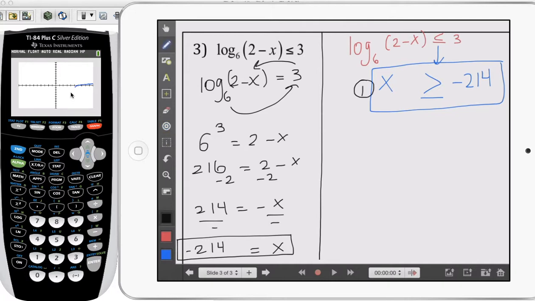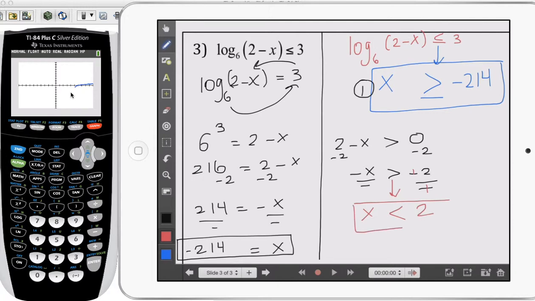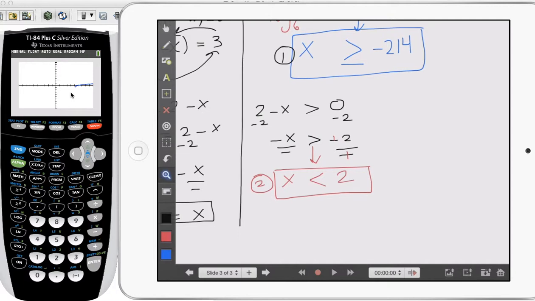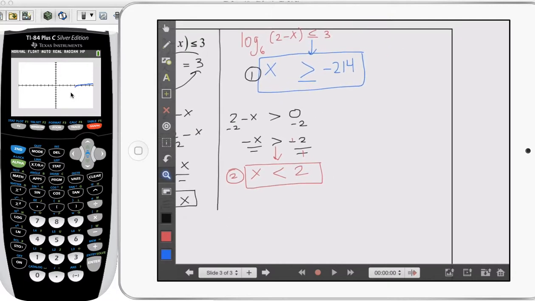My second solution, you have to take the argument and say that the argument should be greater than 0. You subtract 2 from both sides, so negative x is greater than negative 2. You divide by a negative number, and remember, every time you divide by a negative number, the inequality symbol shifts, so x is less than. Negative divided by a negative is a positive, so x should be less than 2. And that's going to be my second solution. In logarithmic, you will always have 2. And you always have to put them on a number line in order.